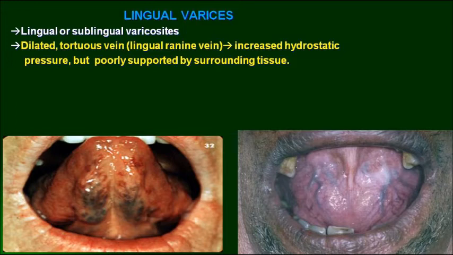From an MCQ viewpoint, it is not that important, but note down the clinical picture. It can be asked as an image based question also.